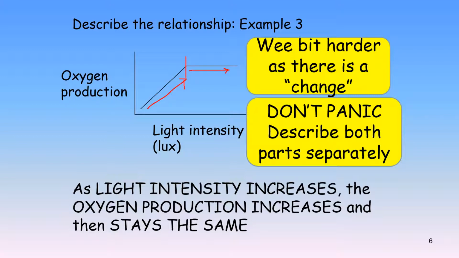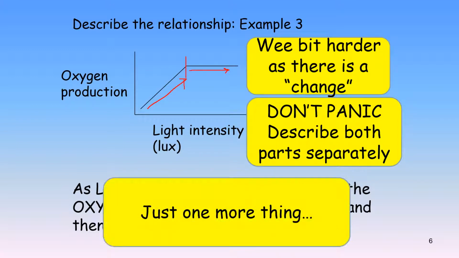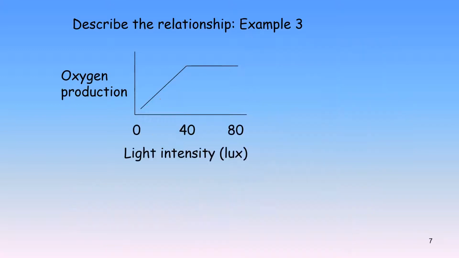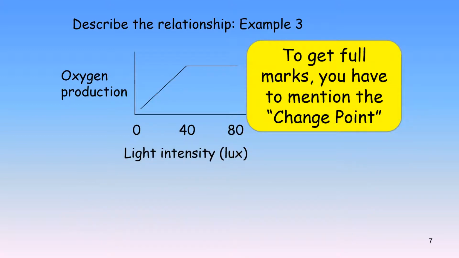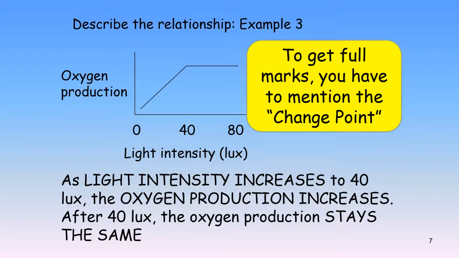Now that would probably get you 1 mark here. Usually this sort of graph is worth 2 marks, because what they want is for you to explain or detail what the change point is. So to get your full marks, you must mention the change point. So have a look at the weighting of the question. It's usually worth 2 marks, and often you'll get 1 mark for saying the pattern that you've got on the graph.